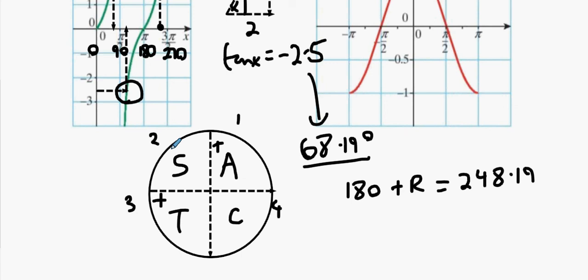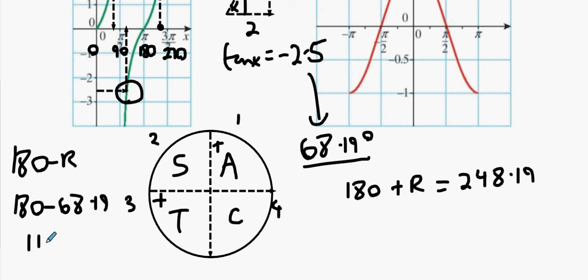So that'll be S before C. So what's the rule for S? So 180 minus R, which is? So what do you get? 111.81. Is that alright? And lads, that's what we're expecting, an answer close to 90.